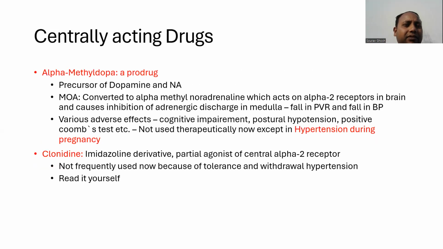And another important drug is the centrally acting drug. Why I am discussing that drug, that is alpha methyldopa, is because it is used in pregnancy, where it is not contraindicated like the other first line drugs. Okay, so this is my topic here.